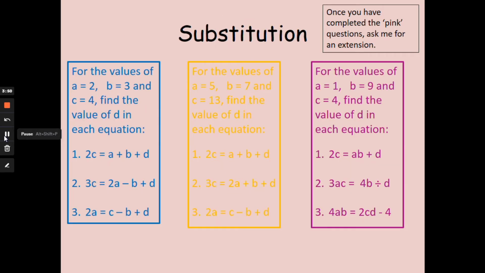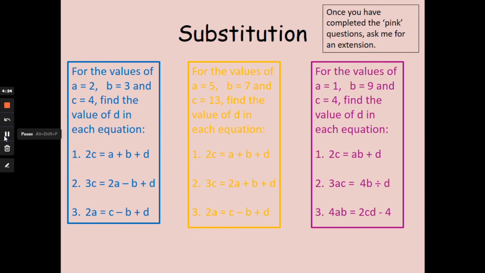Okay, this time I've taken away all the words. So this time I've given you A, B and C, and you need to work out what the value of D is. So I will give you an example with the first one. In the blue box, 2C, so 2 C's equals A plus B plus D. So we know that C equals 4, so 2 C's are going to equal 8. So 8 equals A, which is 2, plus B, which is 3, plus something that we don't know.